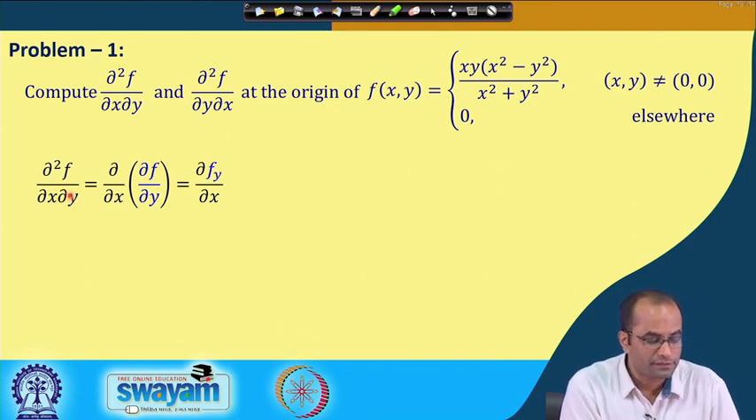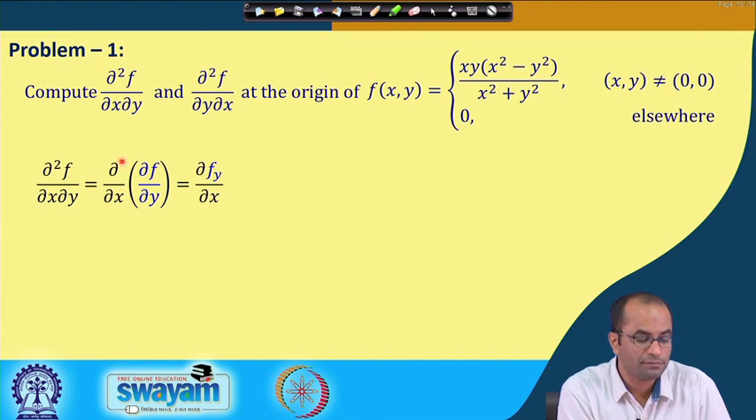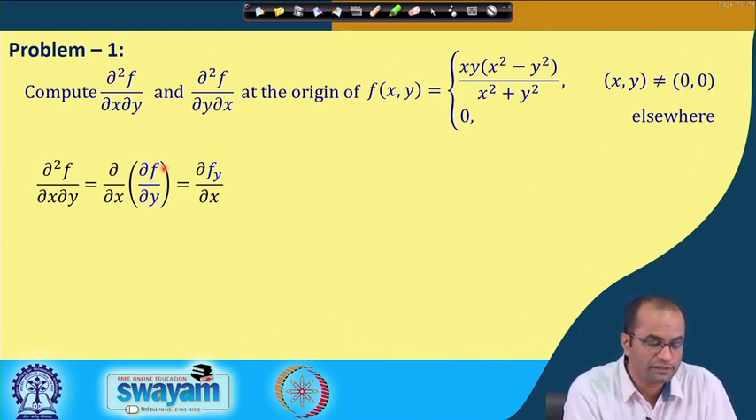So, as we have discussed, ∂²f/∂x∂y means the partial derivative with respect to x of the partial derivative with respect to y. In short we can denote this as f_y. So, we have the partial derivative f_y, and we want to get the partial derivative of this f_y with respect to x.